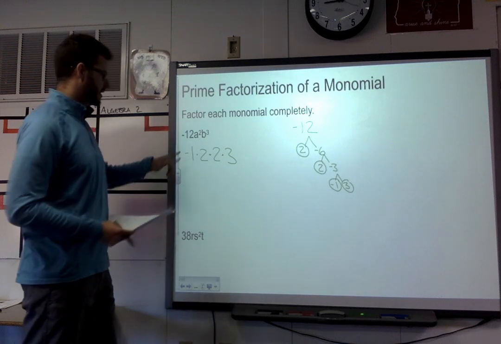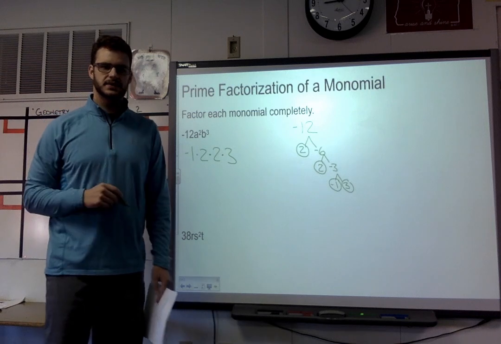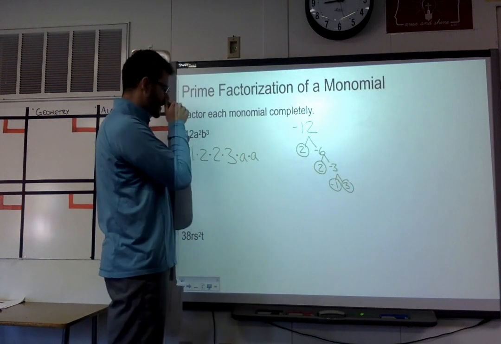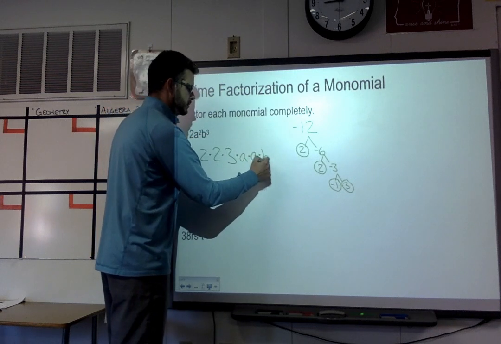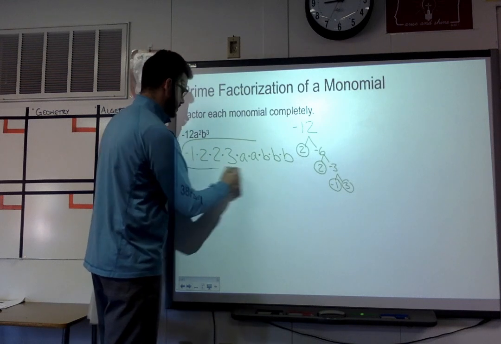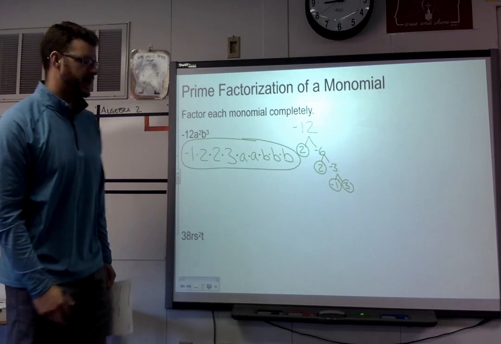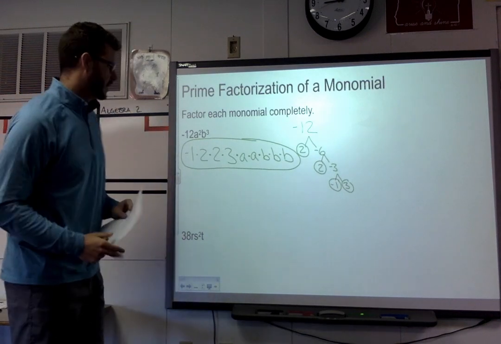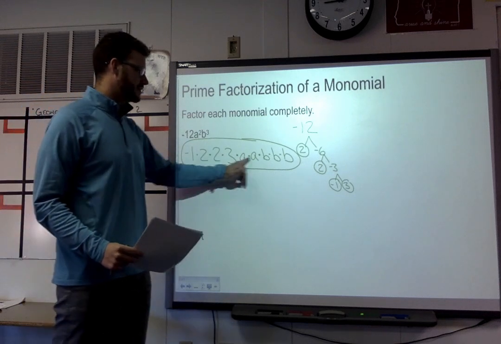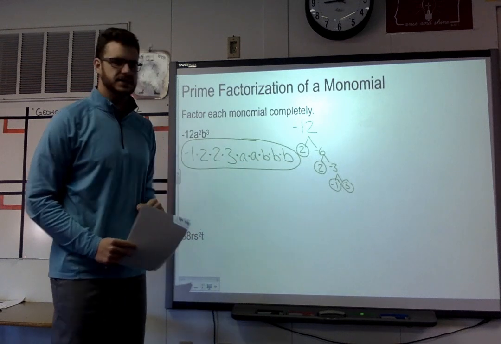Then again, like I said, for the variables, it's pretty easy. A squared means that we have a times a, so we would say times a times a. B cubed means that we're going to multiply b 3 times. And that is the prime factorization of negative 12 a squared b cubed. Again, like we talked about on the last slide, in the factored form, nothing is going to have a variable exponent greater than 1. So that's why we had to break up the a's and b's.